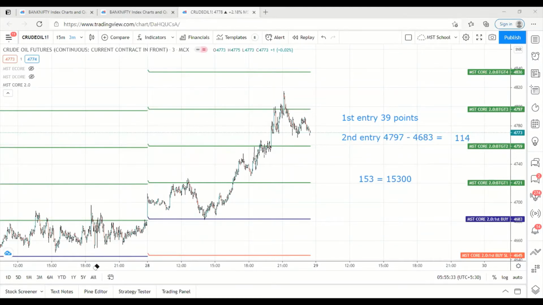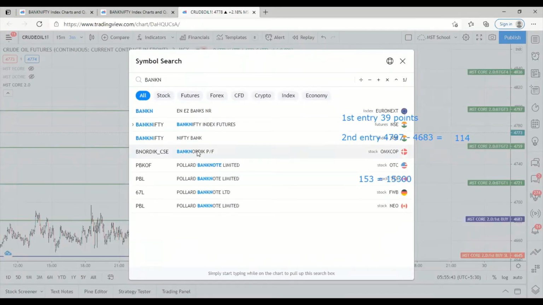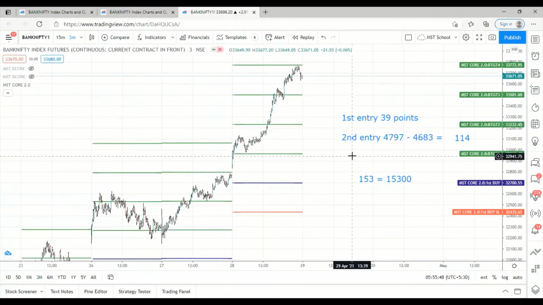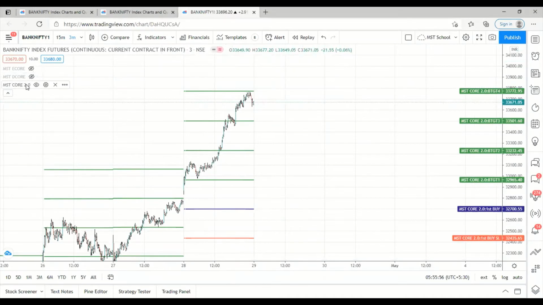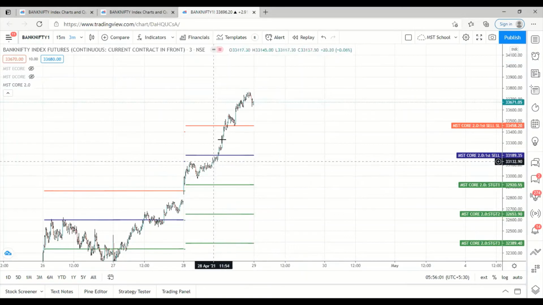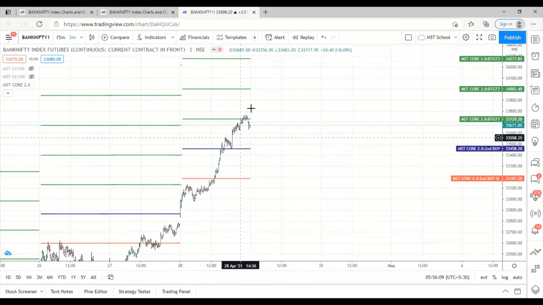Let us see for the Bank Nifty. The same indicator can be used for Bank Nifty, either in futures or in spot value. So what happened yesterday? The first buy was not activated. So obviously we could have gone for the first sell, but after the first sell, the SL hit. If SL hits, what do we have to do? We have to go for the second buy. In the second buy, we got the target.